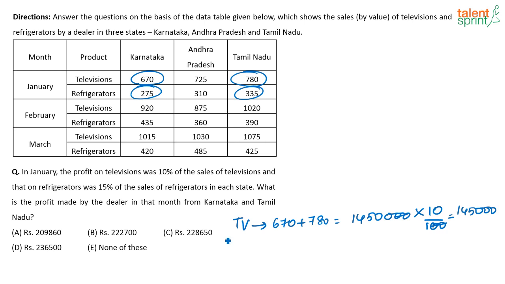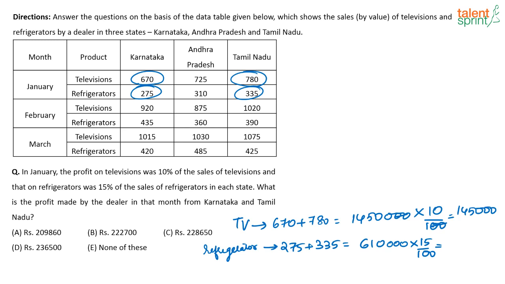And next, in refrigerator, what is happening? In the month of January in Karnataka, 275 is sold. In Tamil Nadu, 335 is sold, and the total will be how much? 610. Correct? 610 followed by 3 zeros, and here the profit is 15%. So you have 61 into 15.